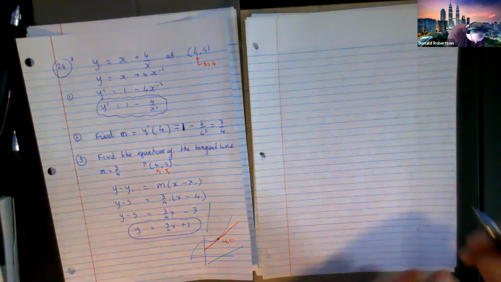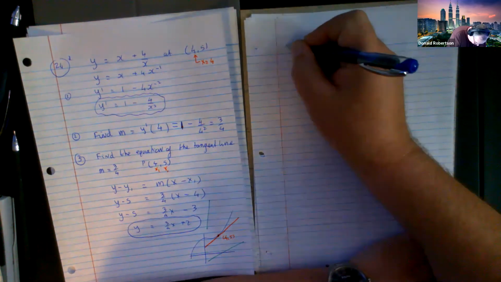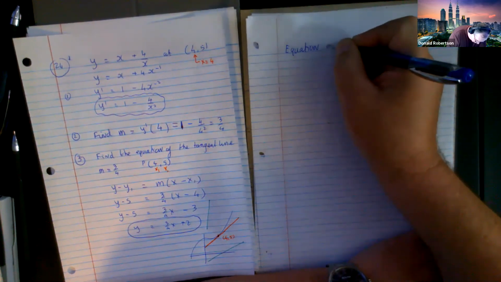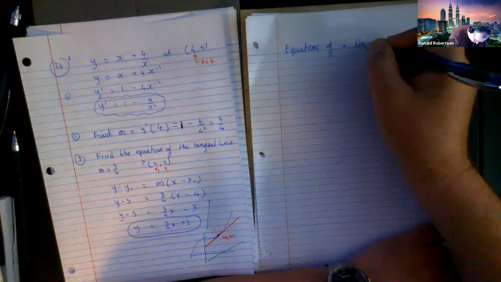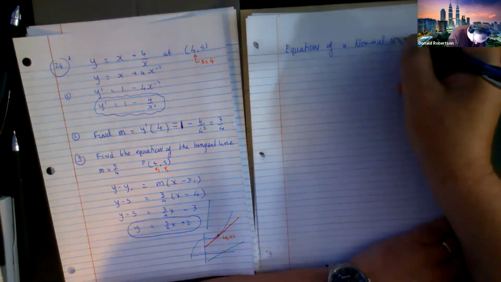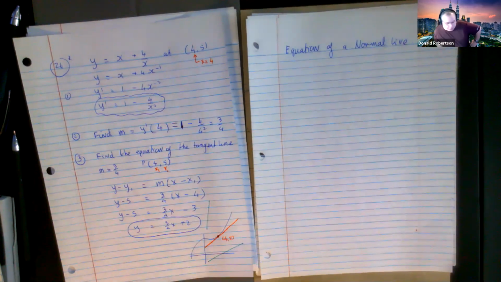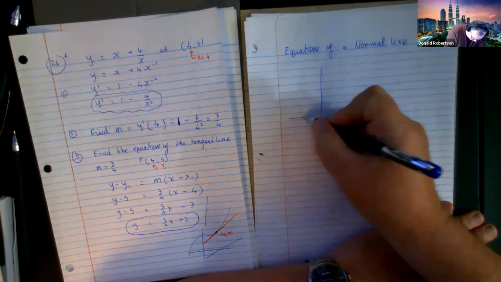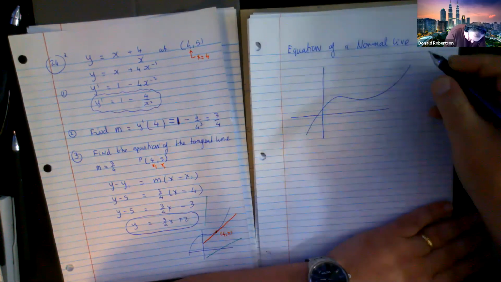I'll put that over here in case you need to catch up. So what we're going to look at now is called a normal line. So we're going to find the equation of a normal line. And there's a few questions in the homework where you're asked to find the equation of the tangent line and the equation of the normal line. So let's try and describe what a normal line looks like.